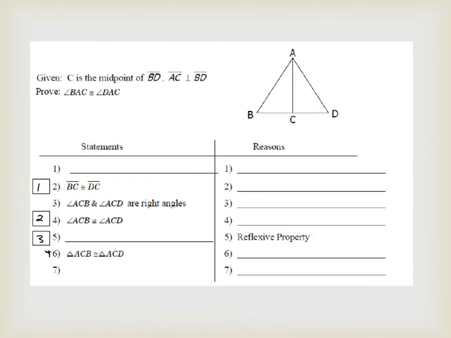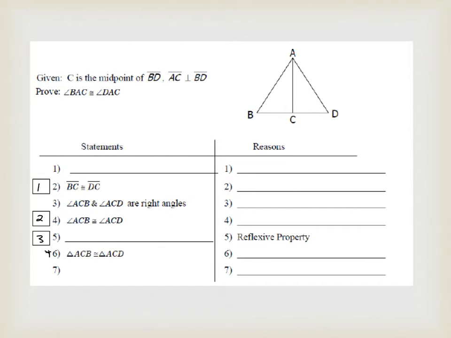Right, and here's the first one. Given that C is the midpoint of BD and AC is perpendicular to BD, we need to prove that BAC is congruent to DAC. So there's a lot going on in this picture.